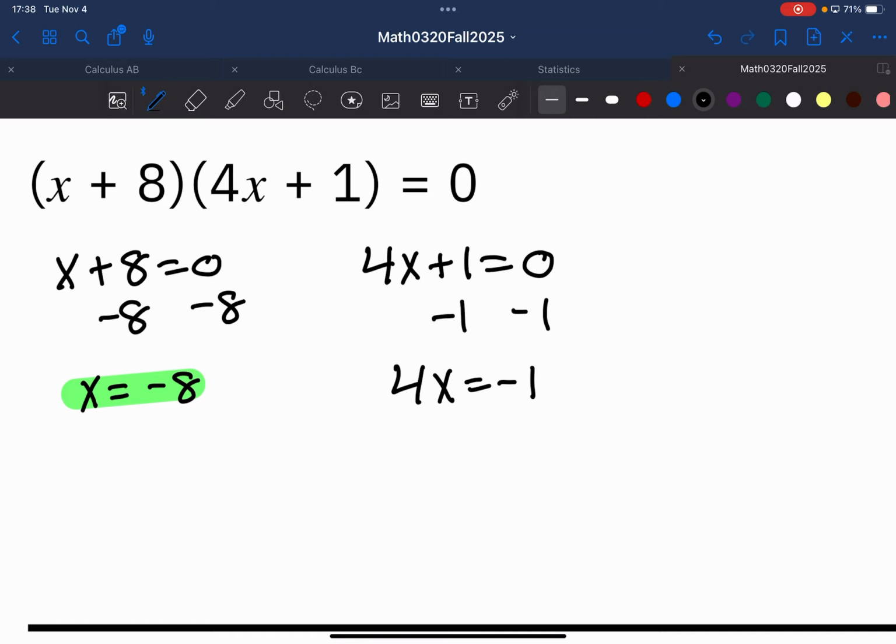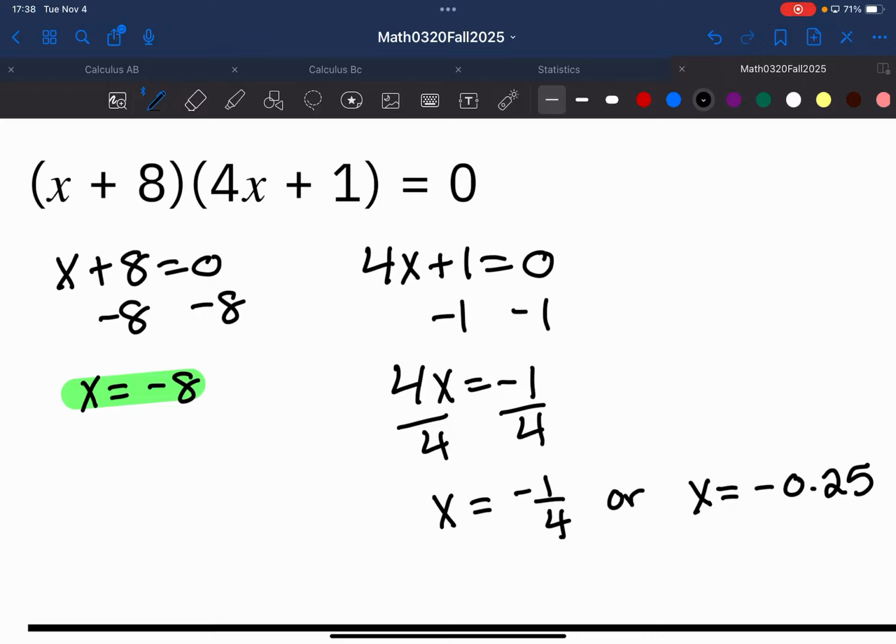And what would be my next step? Divide by 4. So you could leave this as x equals negative 1/4. Just leave it as a fraction. Or you could write this as x equals negative 0.25, which would be the decimal you get if you type it into your calculator. Okay, so either of these would be correct.